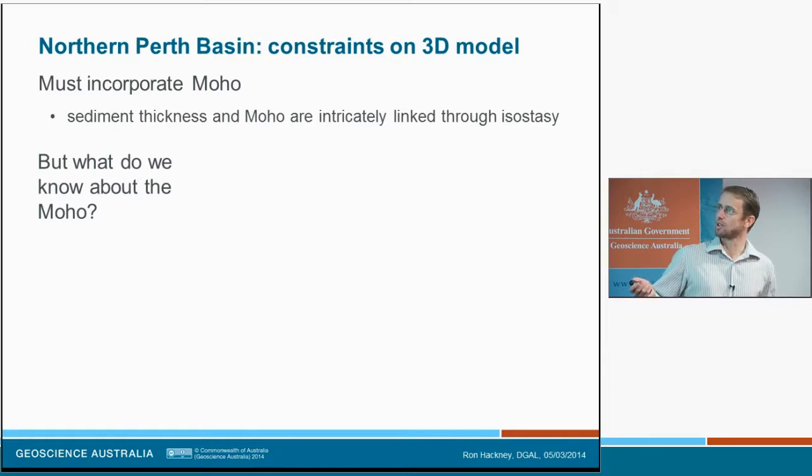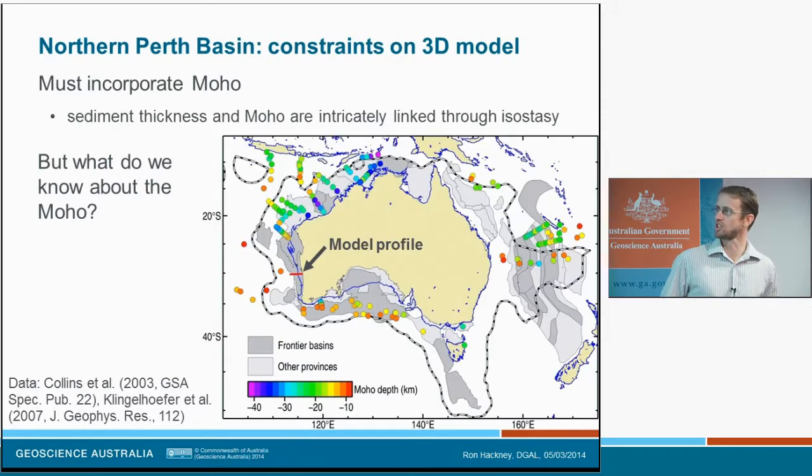So we have to incorporate the Moho, but the question is, what do we know about it? The next map here is a compilation of constraints on the depth to the Moho around the Australian margin. There's obviously a lot more information onshore, but I've obscured that for simplicity. If we look in the area of this model profile, this is where the model is, there are almost no direct constraints on where the Moho is. So basically, in some senses, we're having to make an educated guess at where it is.